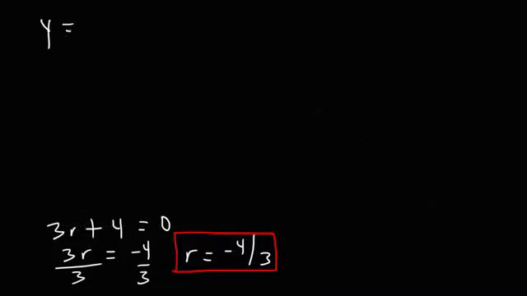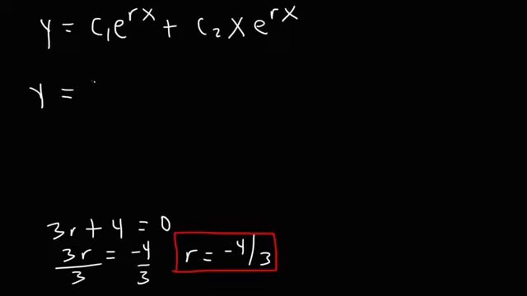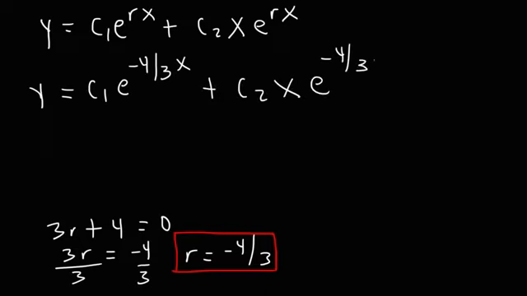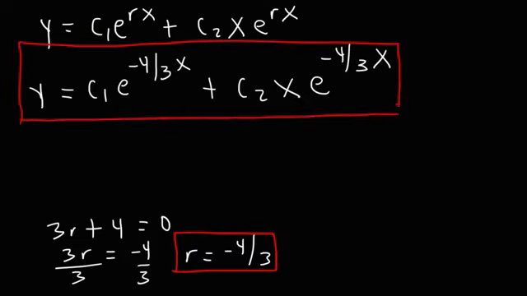So now we can write the general solution for case 2. It's C1 e raised to the rx plus C2x e raised to the rx. So all we need to do is replace our r value, which is negative 4 over 3. And so this is the answer. This is the general solution of the differential equation. And as you can see, it's not that bad.